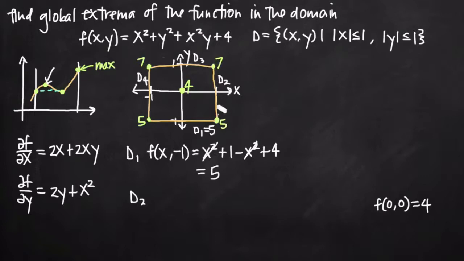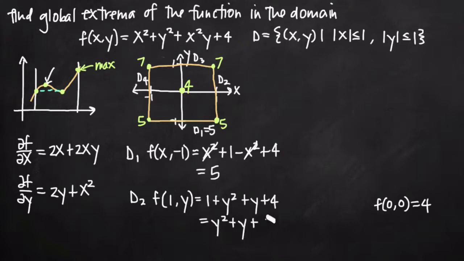So all along the line segment d sub 2 here, my value of x is equal to 1 because this is essentially the line x equals 1. So what I want to do is in my original function f of xy, I want to replace x with 1. So I'm going to say f of 1 comma y. And therefore my equation will simplify to 1 plus y squared plus y plus 4. And when I simplify that, I'll get y squared plus y plus 5.